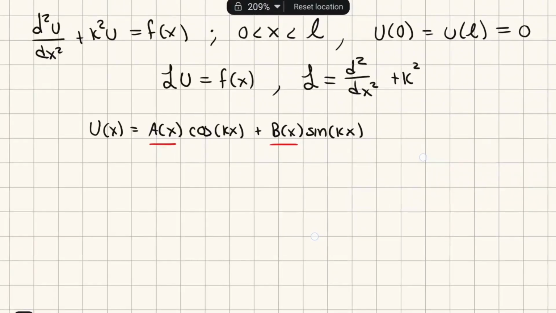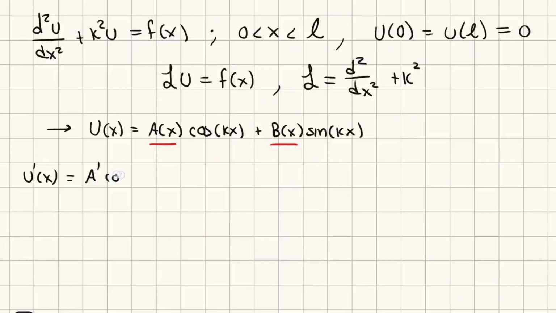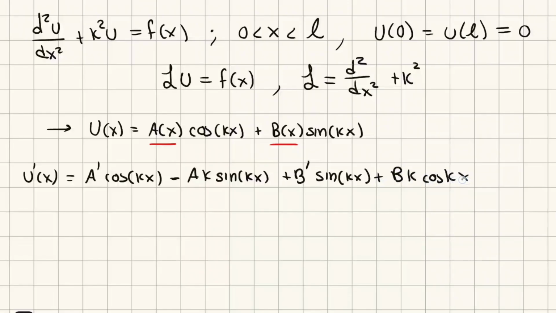So what we are going to do first is to take this into the differential equation. First we are going to calculate the first derivative of u, and this is going to be a prime cosine of kx, then minus a k sine of kx, then plus b prime sine of kx, and then plus bk cosine of kx.